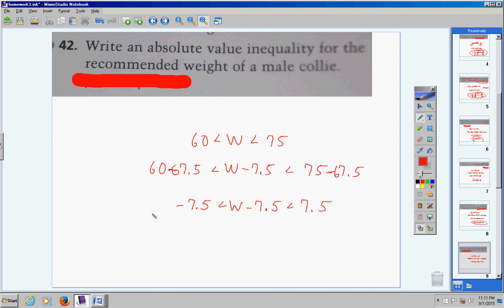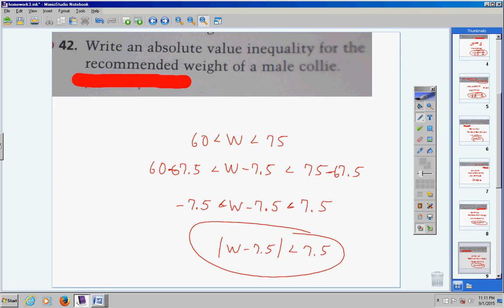Look, I've got a conjunction, arrows pointing to the left. I have two identical numbers here, except one's positive and one's negative. So I can write an absolute value inequality by taking the middle, putting it in the absolute values, and then bringing down the right side. And I am finished.